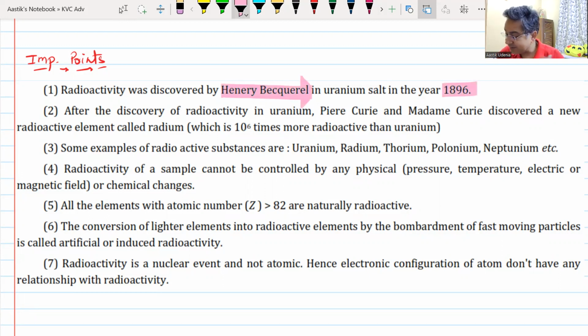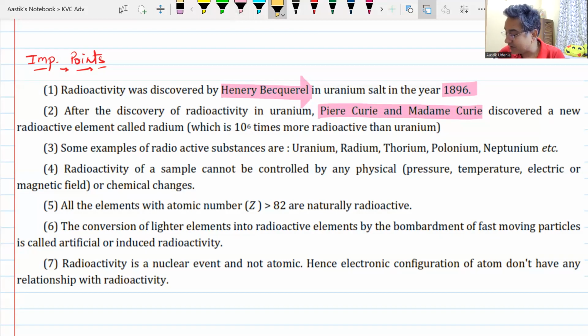In the year 1896, after the discovery of radioactive uranium, Madame Curie, the only person in the entire universe who got Nobel Prizes in two different fields, one in physics, the other in chemistry. Madame Marie Curie and her husband discovered radium.